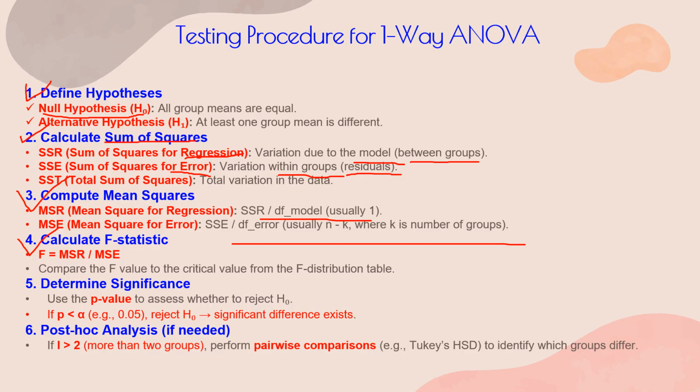And you will compare the F value to the critical value from the F distribution table. Normally in stats, you check the appendix, where they have a table to look up the F values. Number 5, determine the significance using the p-value. The p-value is sometimes called the computed value, and you'll find it in SPSS. You use the p-value to assess whether to reject the null hypothesis. Reject the null means at least one group mean is different.